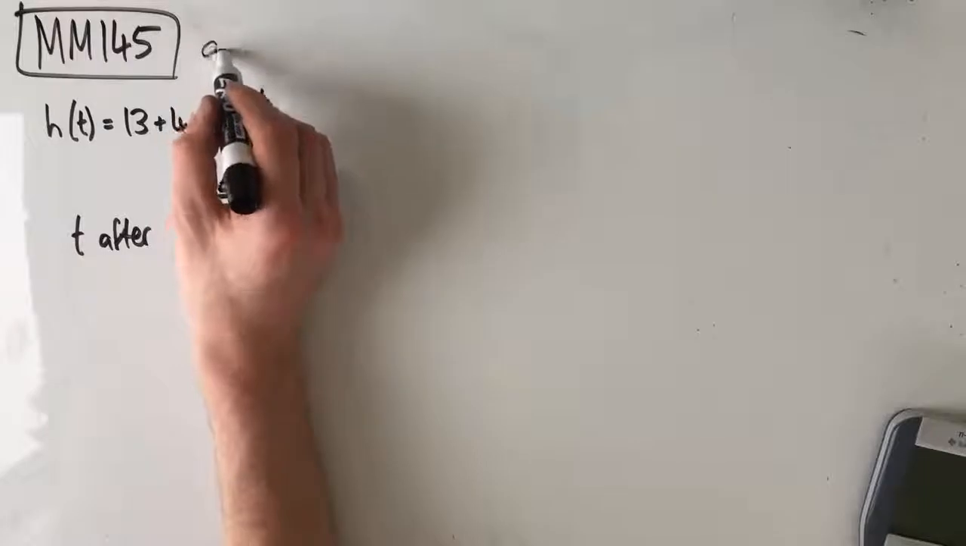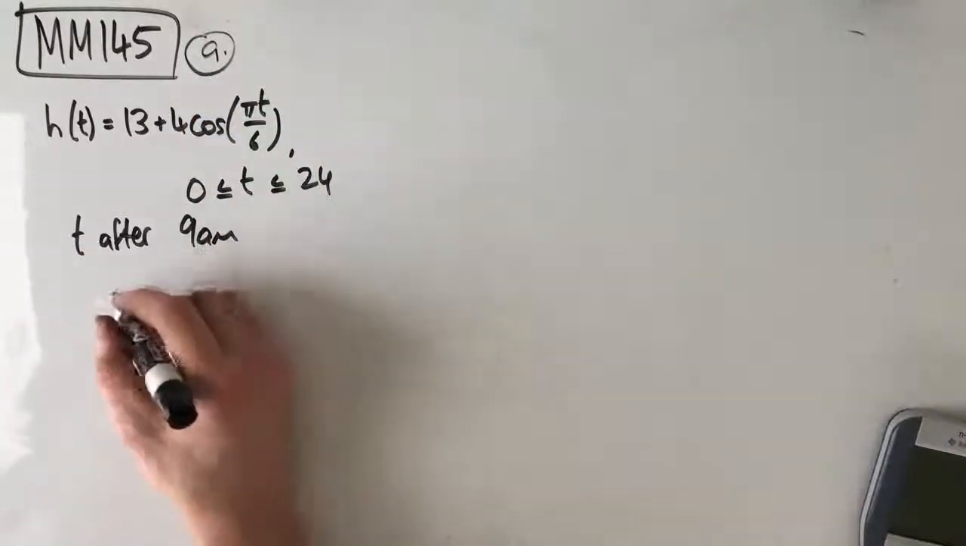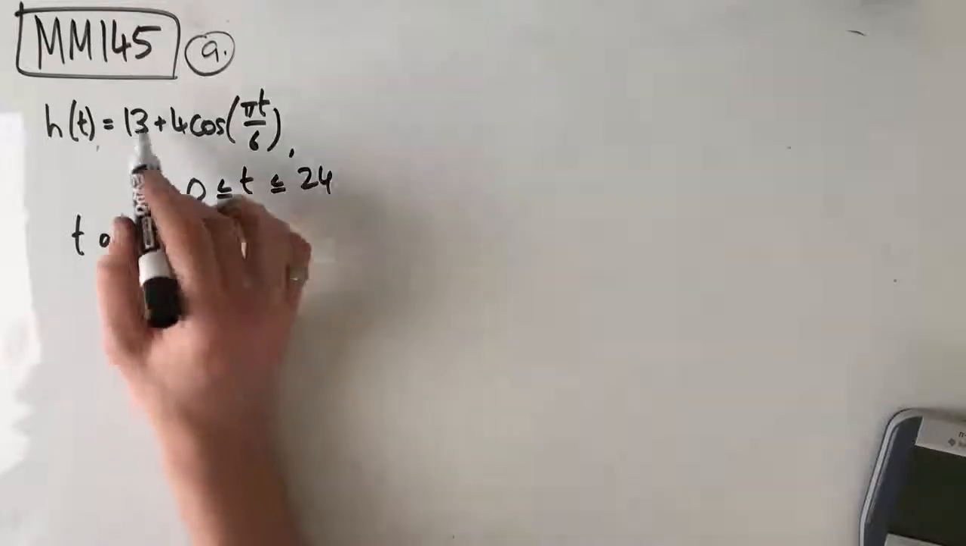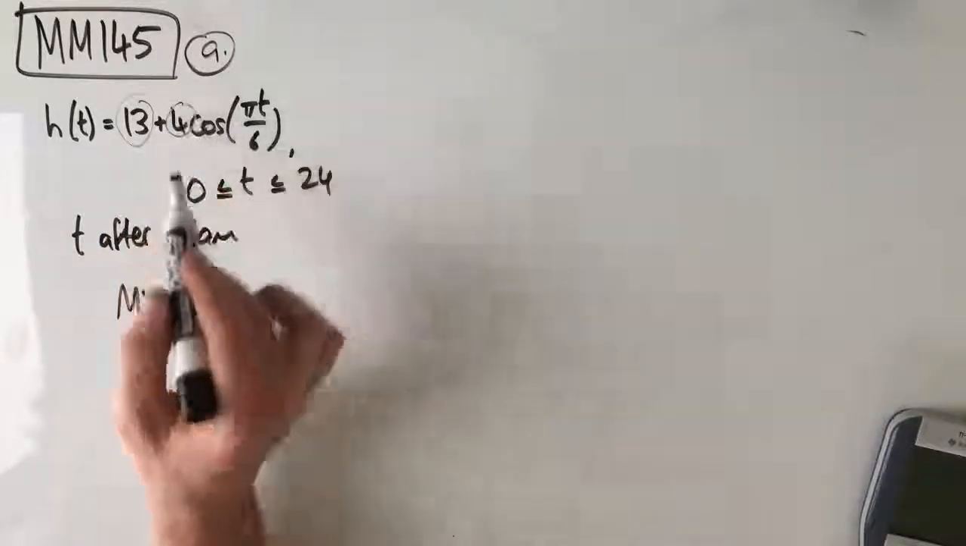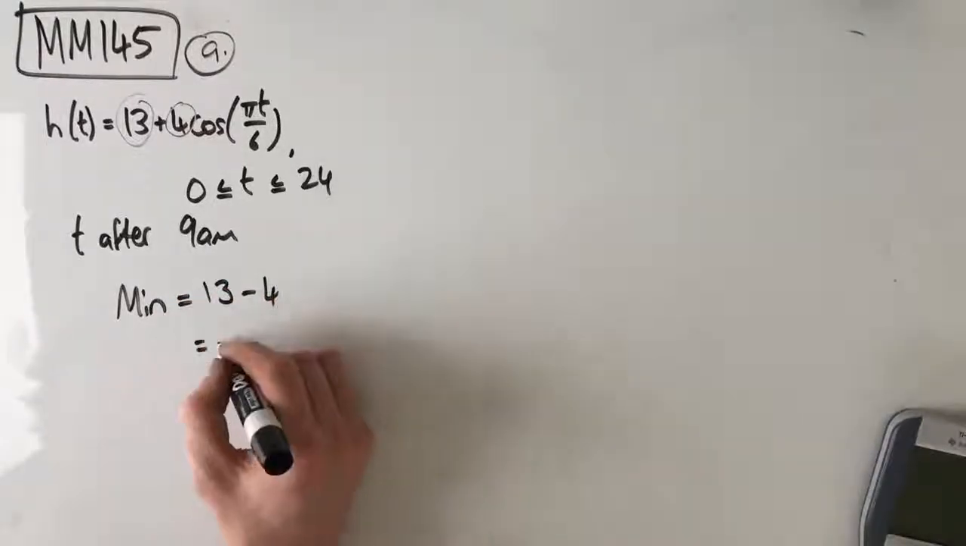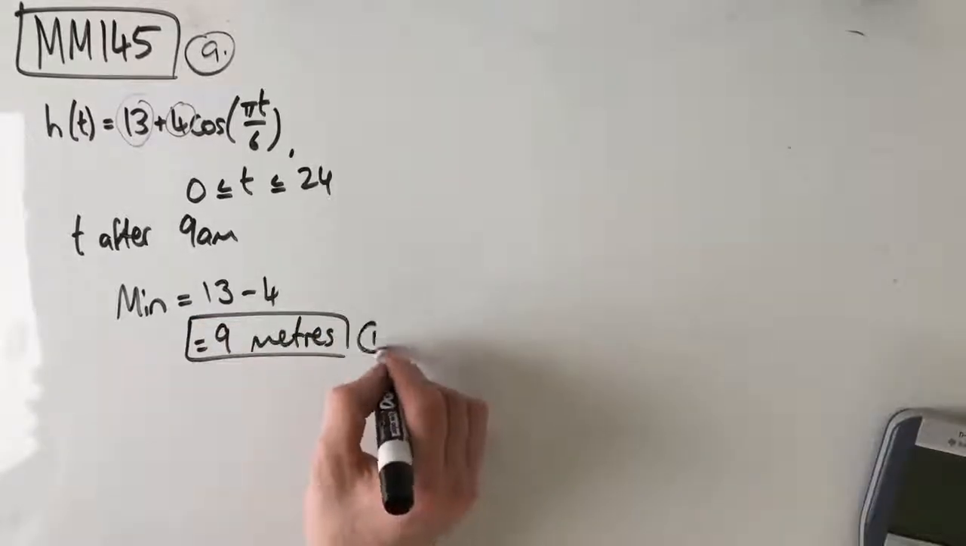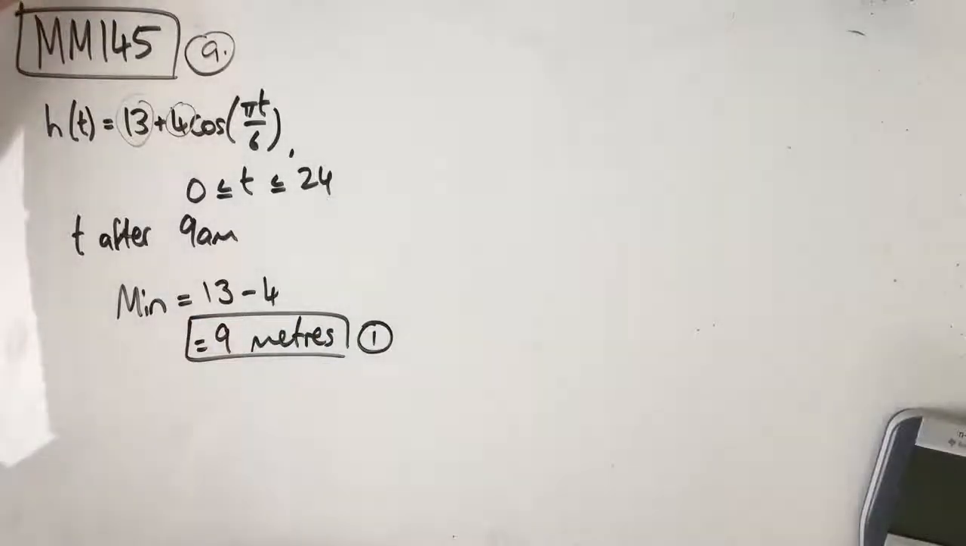Now, question A asks us to find the minimum depth of the water in the river at any point in time. So, minimum is simply equal to our midpoint minus our amplitude. So what we get is 13 minus 4, which is equal to 9 meters. Should be a pretty straightforward question, guys. This is the 1 mark question. That's your first and only mark there. And yeah, that's really it for that question.